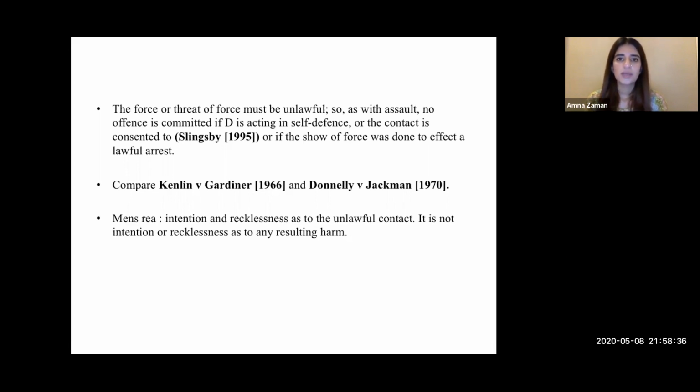This now takes us to the mens rea for the offense of battery. The mens rea requirement says that there has to be intention or recklessness as to the application of unlawful force to the victim's body. There is no need to intend the resulting harm. There is no need to know the degree of harm. In fact, there is no need of harm for there to be a conviction under battery or assault, because crimes against autonomy, I repeat, do not require proof of harm.